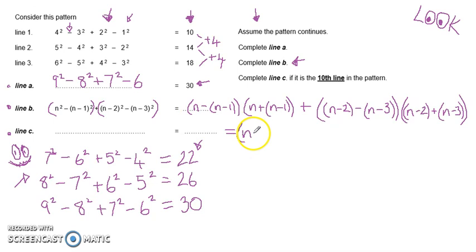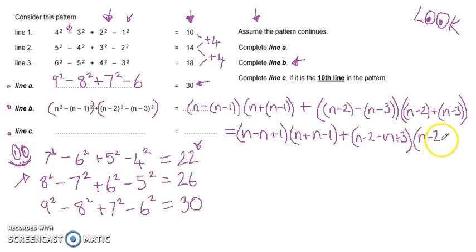So the first bracket becomes n minus n plus 1. The second bracket becomes n plus n minus 1. And we've got the plus between the two terms. Then we have n minus 2 minus n plus 3. Watch out for that negative. Negative times a negative is a positive. And then we have n minus 2 plus n minus 3. And now we add within our brackets.